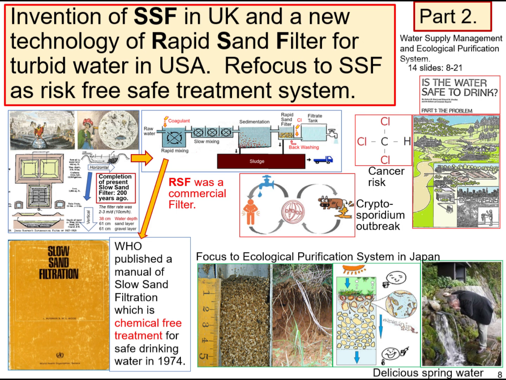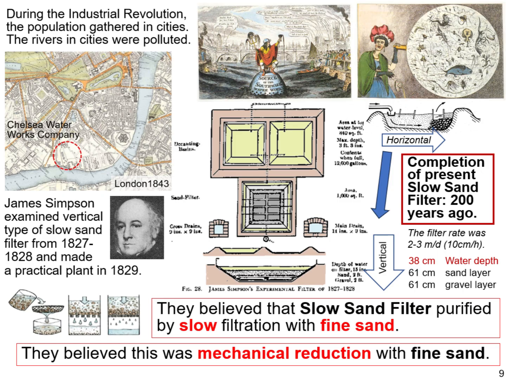Ecological Purification System Part 2. Refocus to SSF as a risk-free safe system. During the Industrial Revolution period, the rivers and cities were polluted.